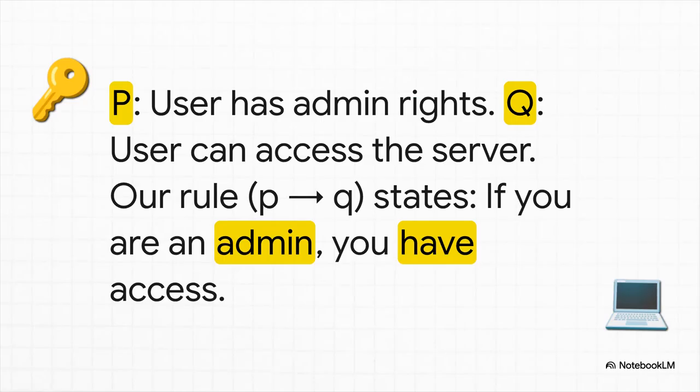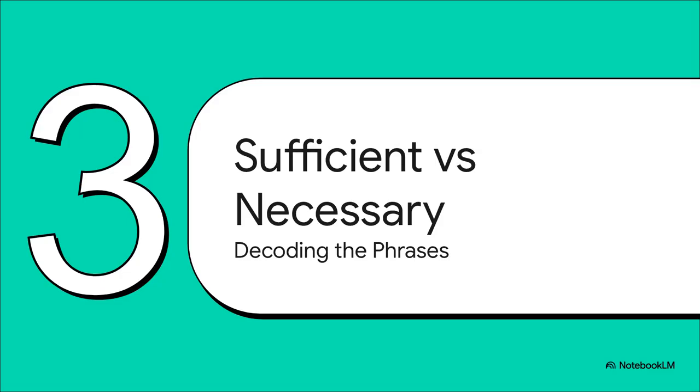Let's make this real with an example we can stick with for the whole explainer. Let's say P is a user has admin rights, and Q is the user can access the server. So our core rule, P implies Q, becomes: if a user has admin rights, then they can access the server. From here on out, we're going to treat this as our unbreakable system rule. All right, our anchor is set. Now, let's start decoding those confusing phrases.